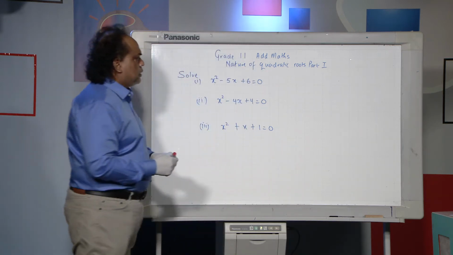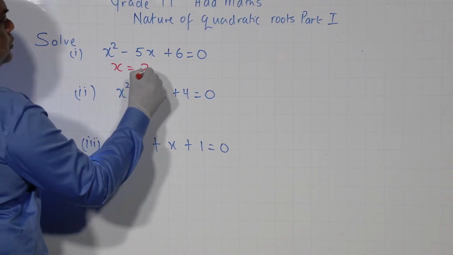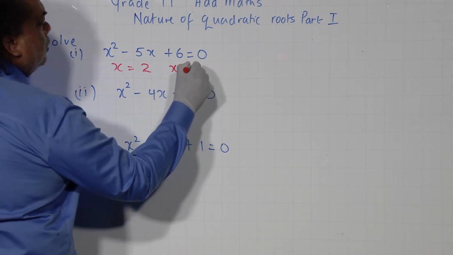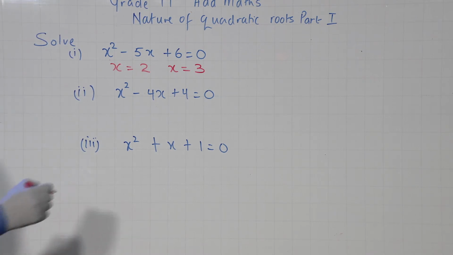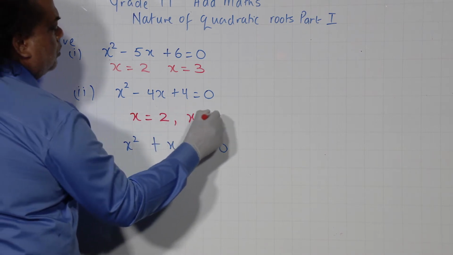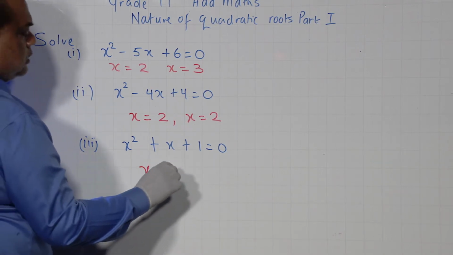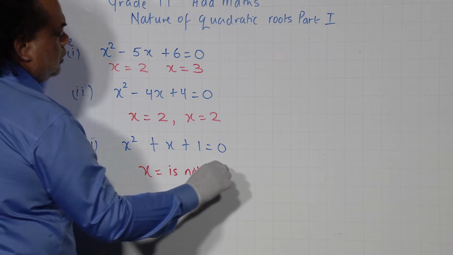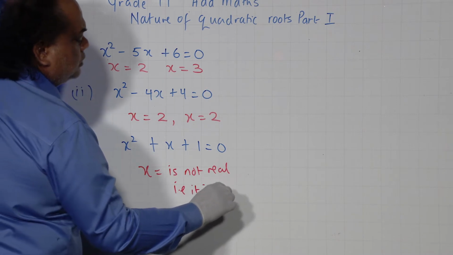What do you notice? What's the answer for the first one? x equal to 2, x equal to 3. Here, x equal to 2, x equal to 2. And here, you are unable to find x. x is not real, that is, it is imaginary.